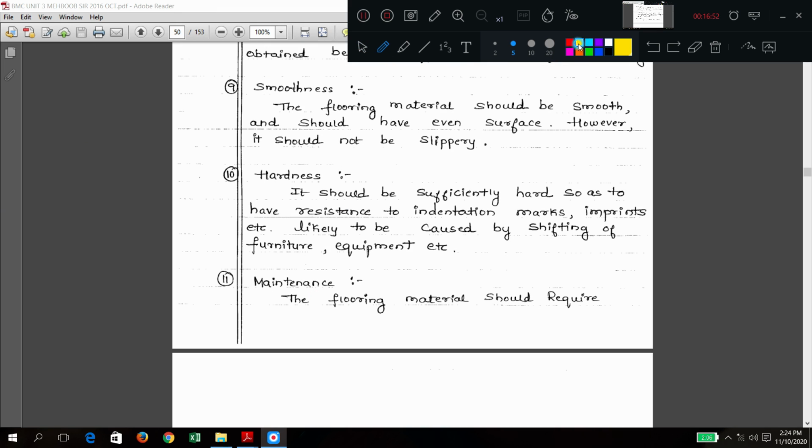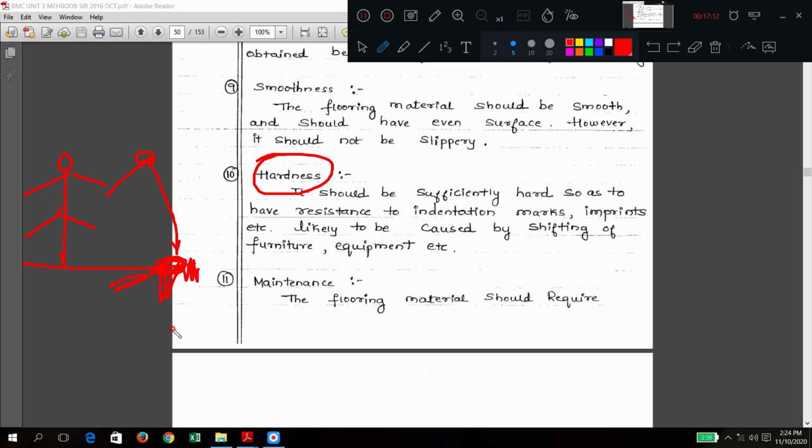Hardness means what? What do you mean by hardness? If some person is working and has a hammer in his hand, and it suddenly falls, the tiles or flooring material should not break or disintegrate. That resistance is called hardness.